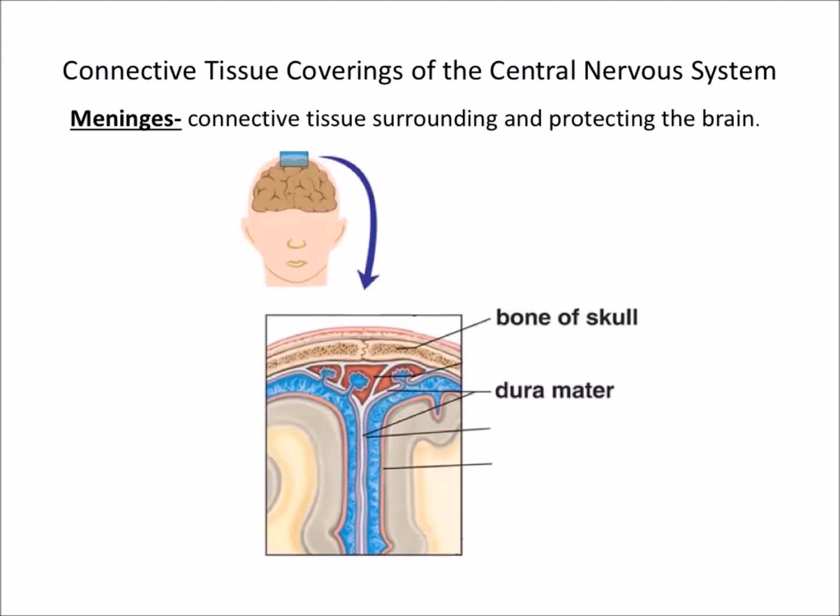The second meninge is a thin spider web-like connective tissue called the arachnoid mater. And the third type of meninge is very thin. It's tightly bound to the surface of the brain and spinal cord, and that's called the pia mater.